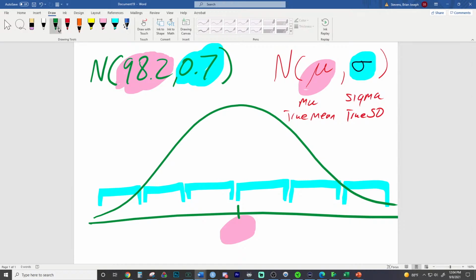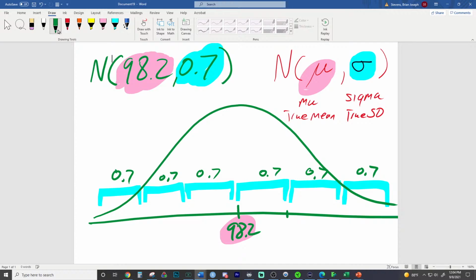So the mean on the curve needs to go at the very center, 98.2. And then the standard deviation is the amount we go up each time. So think about this. We're going to go up 0.7 right here, 0.7, 0.7. And down here, we're going to go down 0.7, 0.7, 0.7.